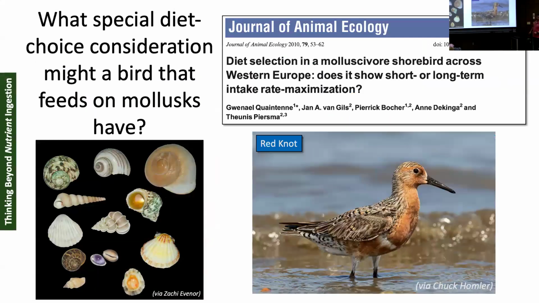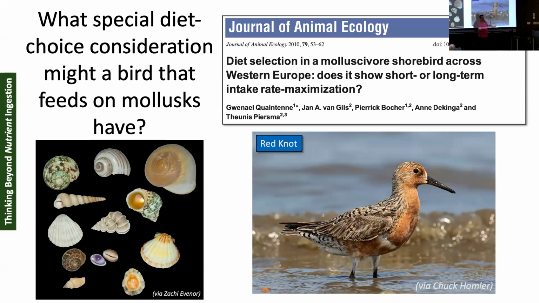And then the last thing I want to talk about here as we close are these molluscivores, so mollusk-eating shorebirds, like these red knots. And so they eat these mollusks. Do you think they get much out of the shell? Does anybody, I mean, when you eat, if you are a shellfish eater, do you actually eat the shell?